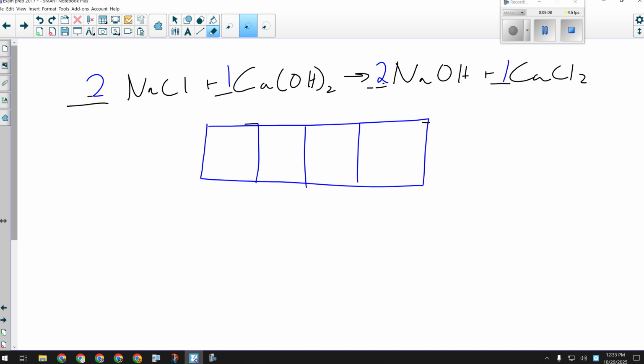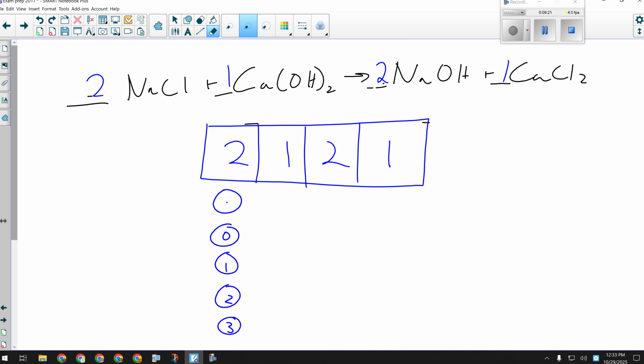Now for the numerical response, you'll have your block where you would go 2, 1, 2, 1, and then underneath that will be the bubbles. So this would be like a decimal point, then a 0, a 1, 2, 3, it usually goes up to 9. And then you would fill those in. This one's a 2, so you'd fill that one in. That one's a 1, so you'd fill in the 1, and then the 2 for this one, and the 1 for that one, and that's how that would work. That's one type of numerical response question.